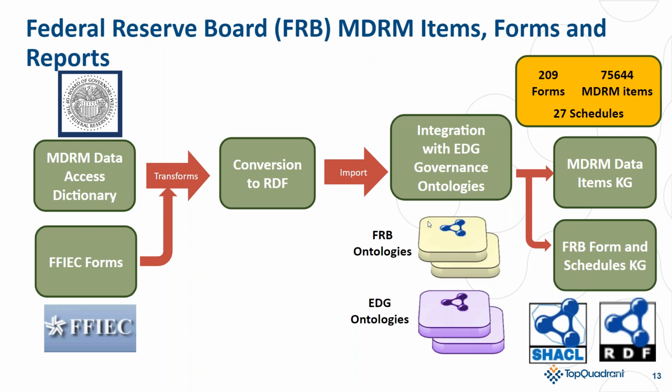What we garnered out of this, when we look at the FRB forms and schedules within a knowledge graph, when we look at the MDRM data, we had 27 schedules associated with 209 forms, and each one of those forms has a number of different MDRM items associated with it. In fact, a little over 75,500 MDRM items. So different banking authority, same concept. In this case, we're looking at the actual forms and the schedules related to the Federal Reserve Board.